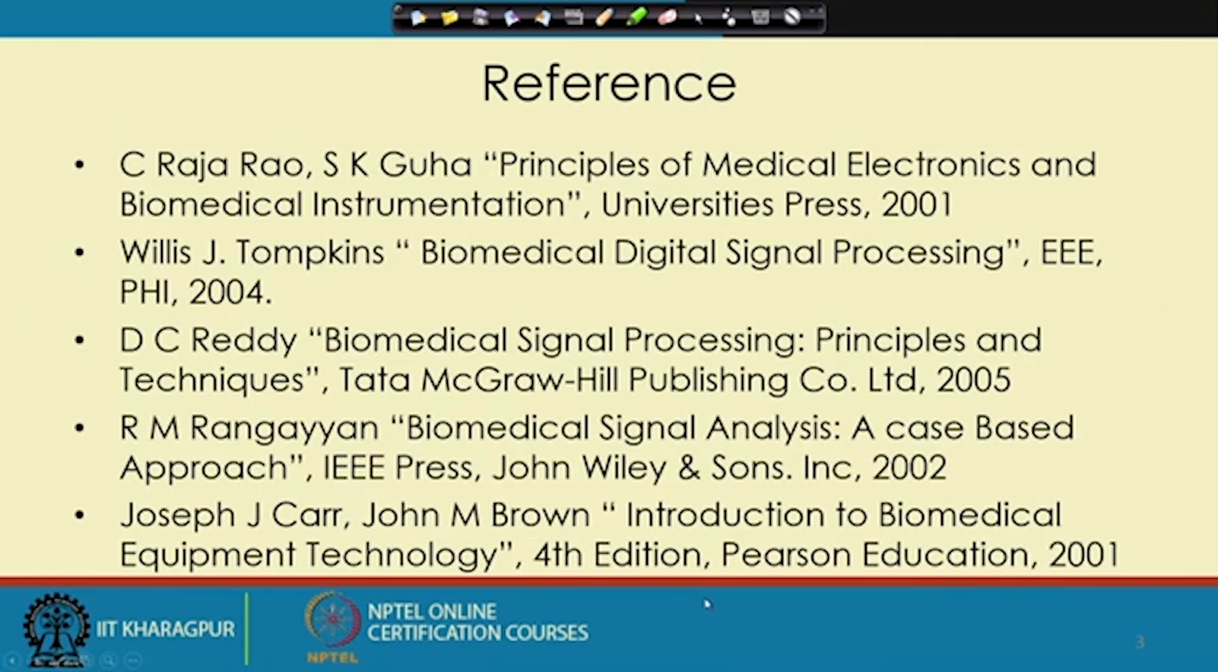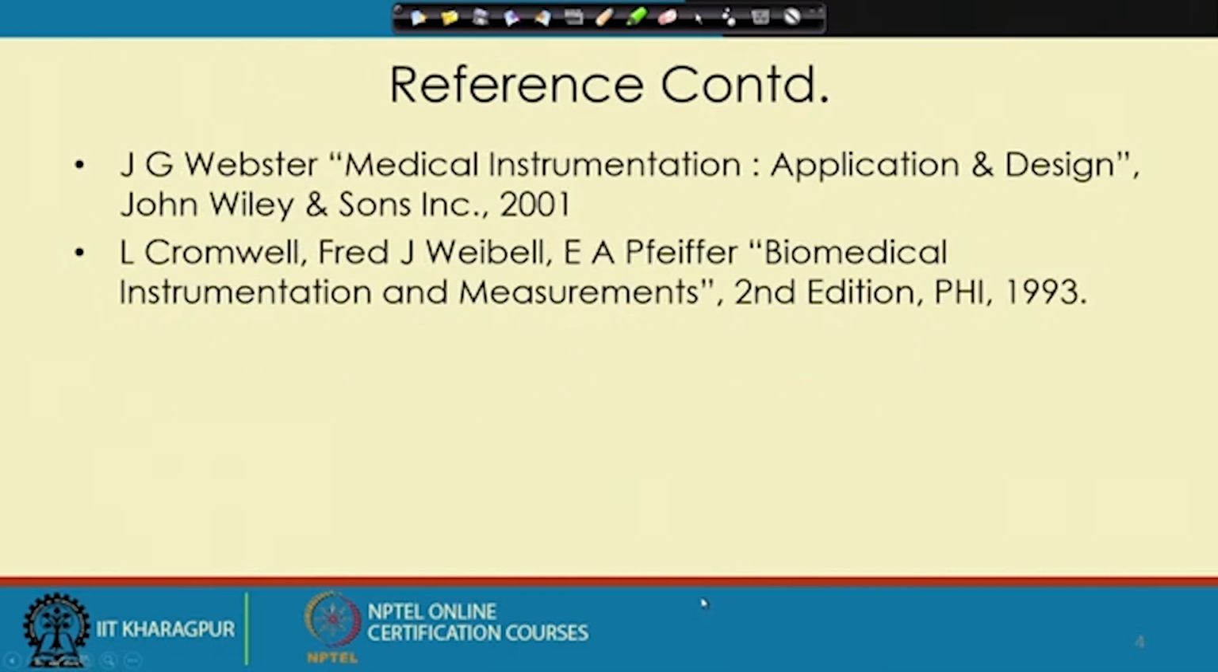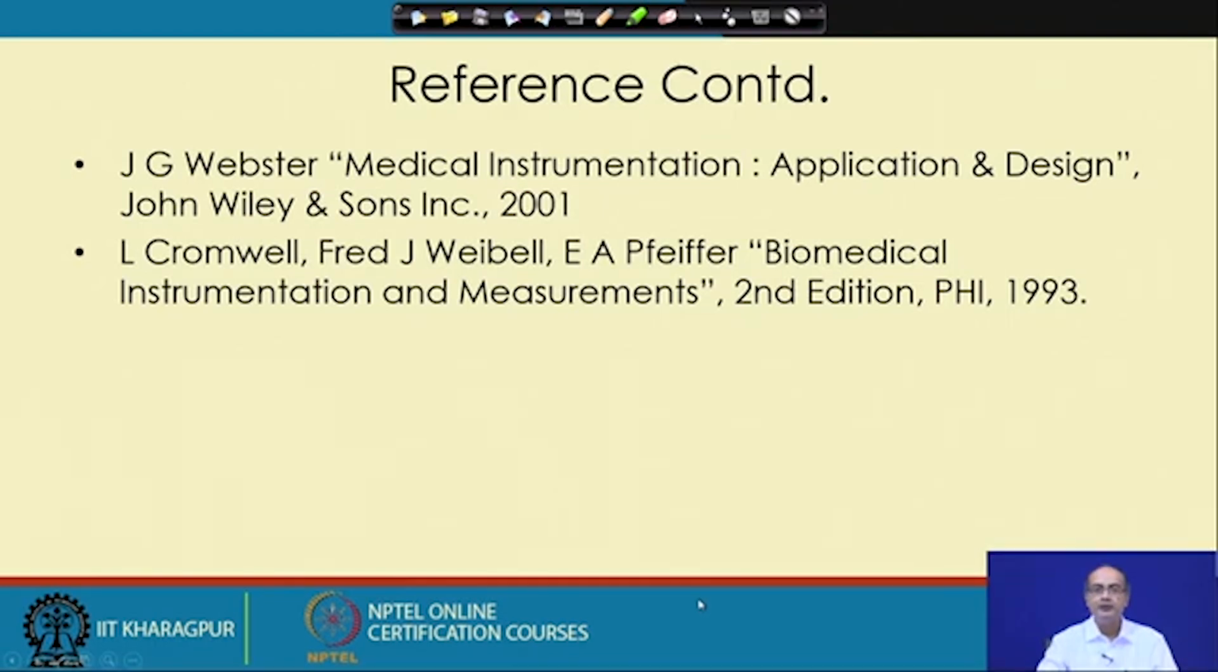Next, Introduction to Biomedical Equipment Technology, and the other two books, Medical Instrumentation and Biomedical Instrumentation and Measurements. These three books could be used as a reference text. Time to time we may need to know how the instrumentation needs to be done, though we will not directly cover that part, and if anything more is required, we will keep you updated about the requirement of books.